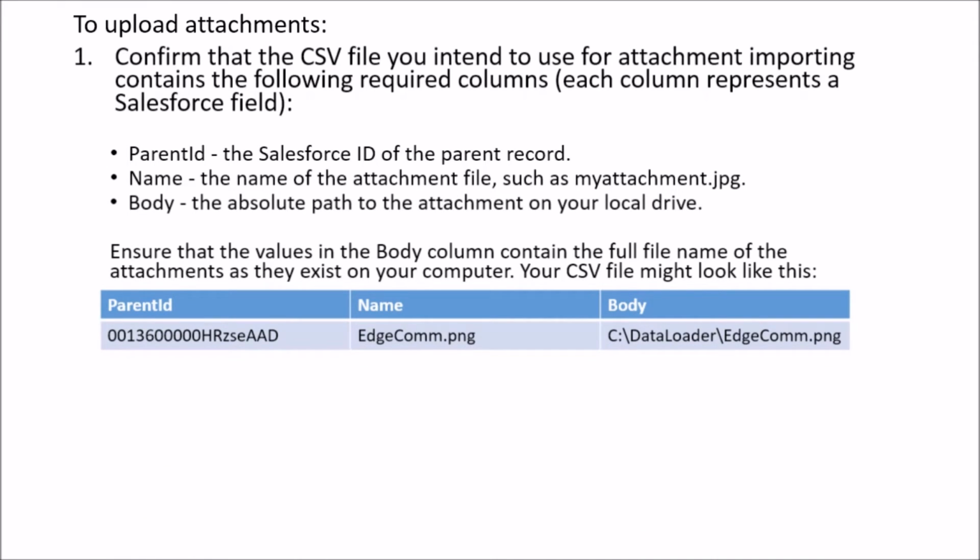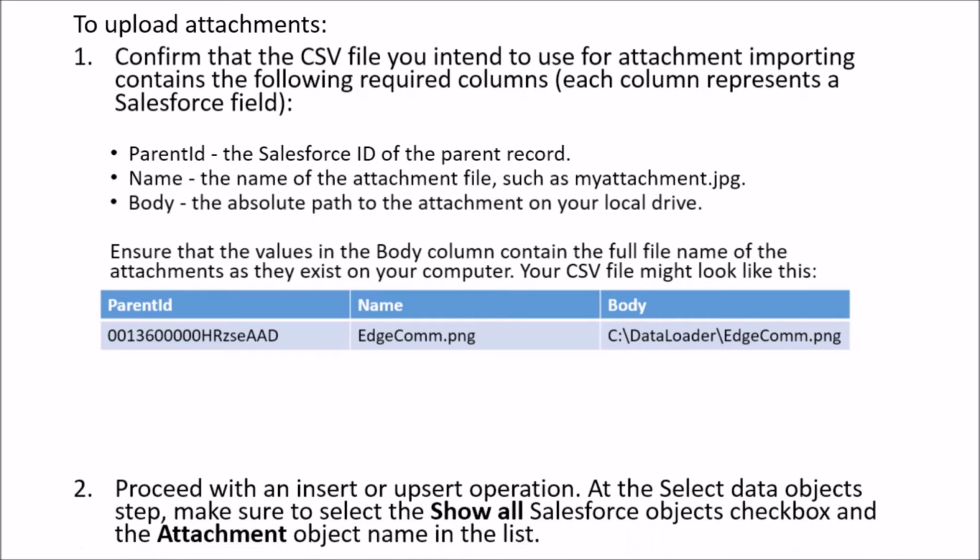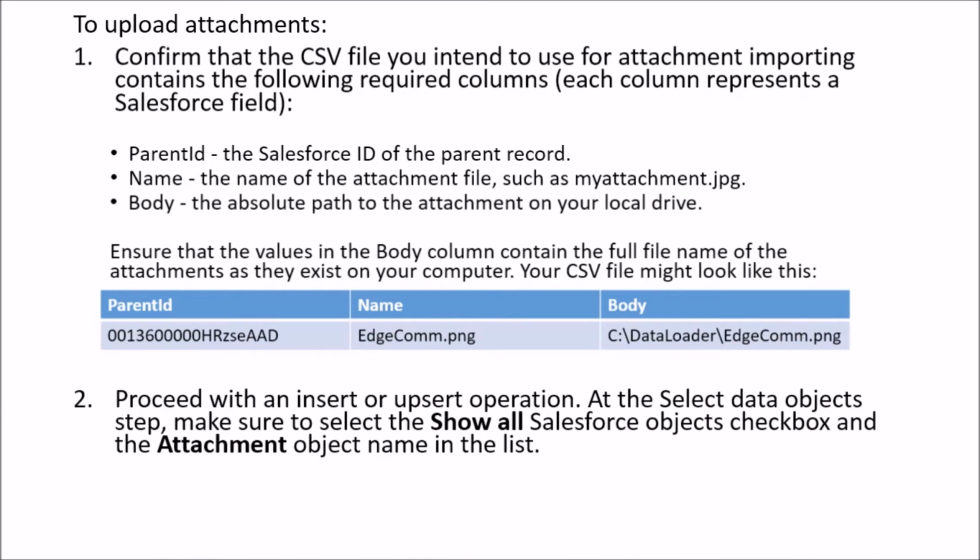As you'll notice, the parent ID is of the Edge communication account, the name of the file, and the full path to the file. And my CSV contains this information and only contains one record. Number 2, proceed with an insert or update operation. At the Select Data Object step, make sure you select the Show All Salesforce Objects checkbox and the attachment object name in the list. And I'll show you that in our example shortly.